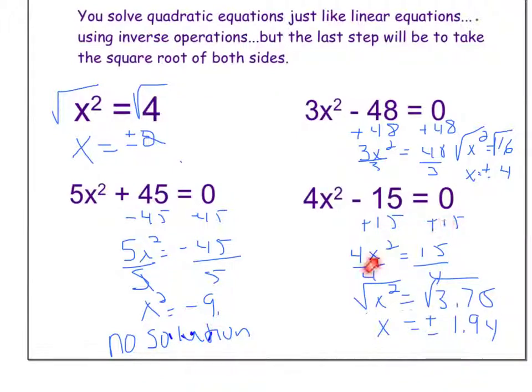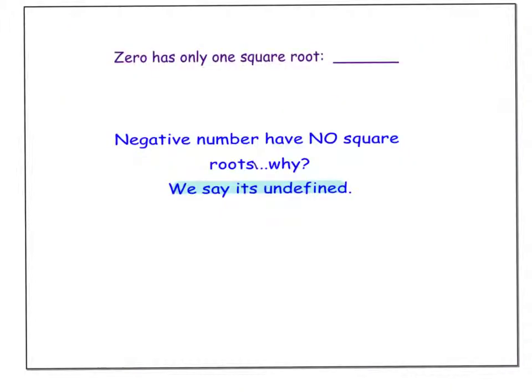This one was pretty straightforward until you got to right here. Yes, decimals are okay in real life. And this is approximately, because we had to round, the square root of 3.75, that's an irrational number, so we had to round to 1.94. So again, we know that 0 has only one square root. The square root of 0 is 0. And negative numbers have no square roots, and we've already talked about why. So we say it's undefined or no solution.